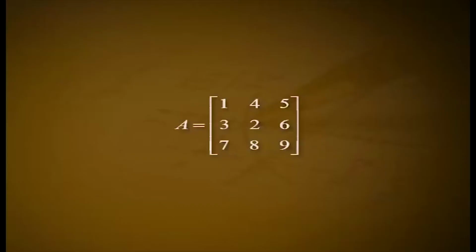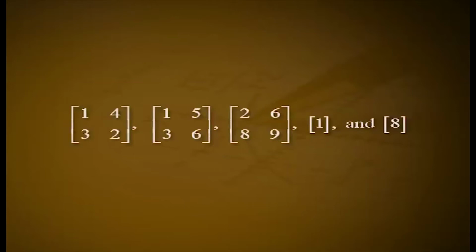Submatrix. Let A be an m by n matrix, then the matrix A itself or any matrix obtained by deleting some rows or columns from A is called a submatrix of A. For example, some submatrices of A, the matrix [1 4 5; 3 2 6; 7 8 9], are A itself, matrix [1 4; 3 2], matrix [1 5; 3 6], matrix [2 6; 8 9], matrix [1] and matrix [8]. But matrix [1 5; 3 2] is not a submatrix of A as it is not obtained by deleting some rows or columns from A.